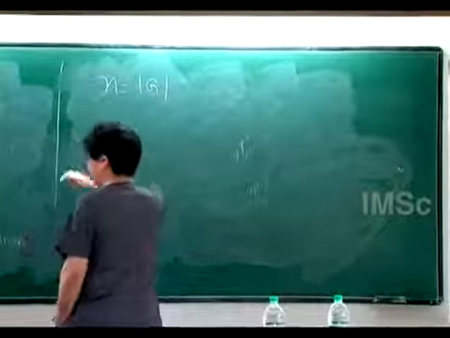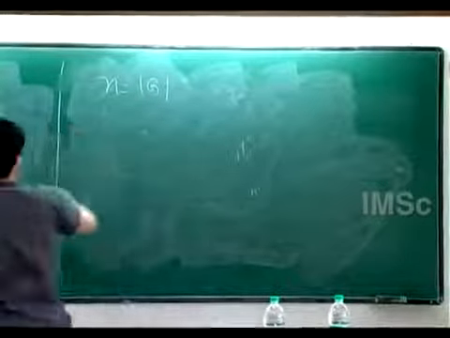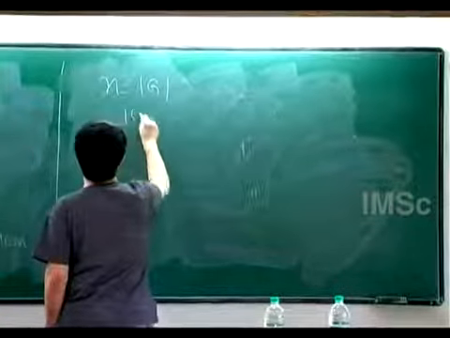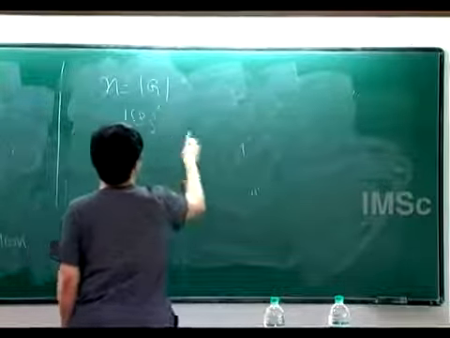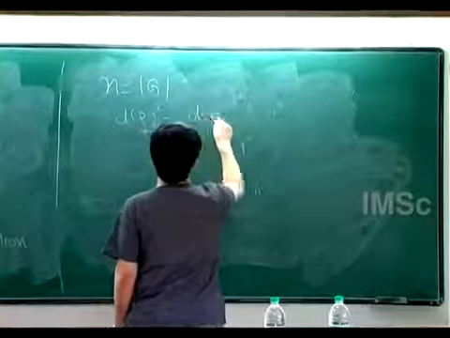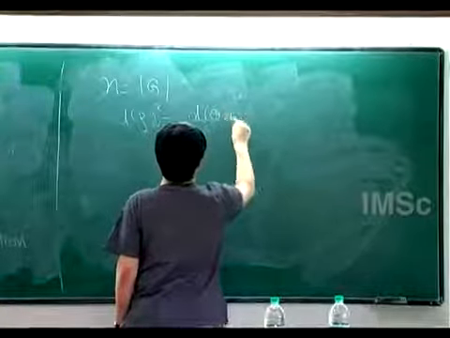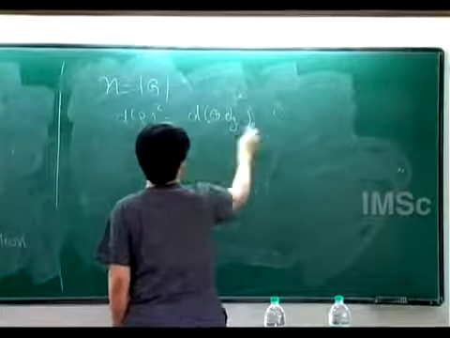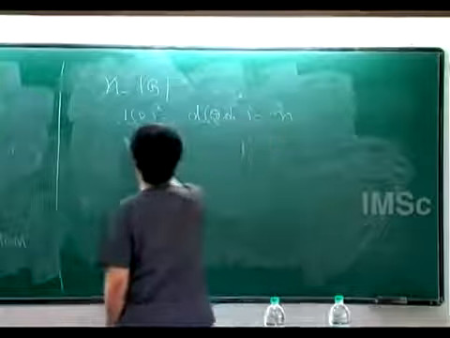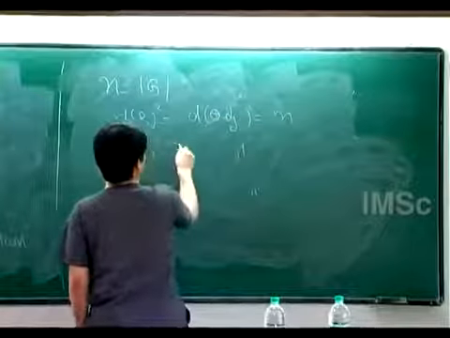So now from this fusion rule, let's compute the dimension. The dimension of rho square should be the same as the dimension of this direct sum. And this is n. So this means that the dimension of rho is square root of n.